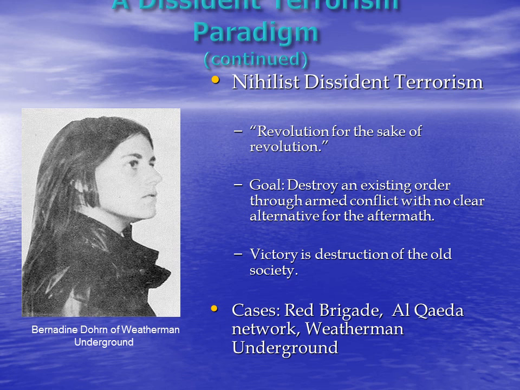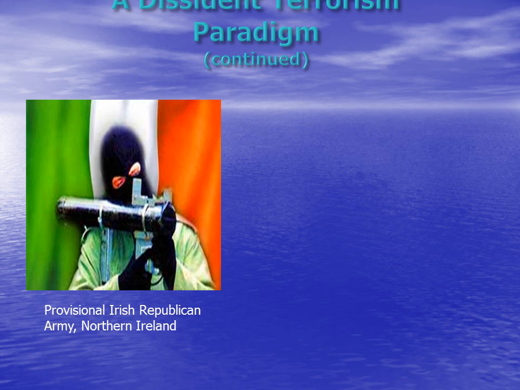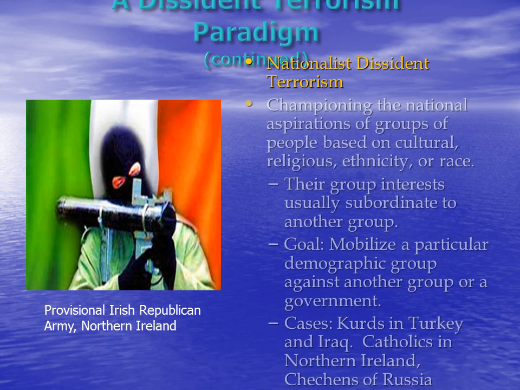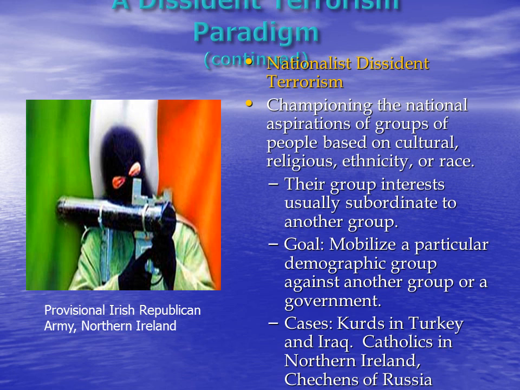Or another bullet, excuse me. Other examples, the Red Brigade, Al-Qaeda network. This is a picture of the Provisional Irish Republican Army in Northern Ireland with the traditional Irish flag behind the terrorist. Again, nationalist dissident terrorism champion the national aspirations of their group, and I've already discussed what's in this slide. Next slide.